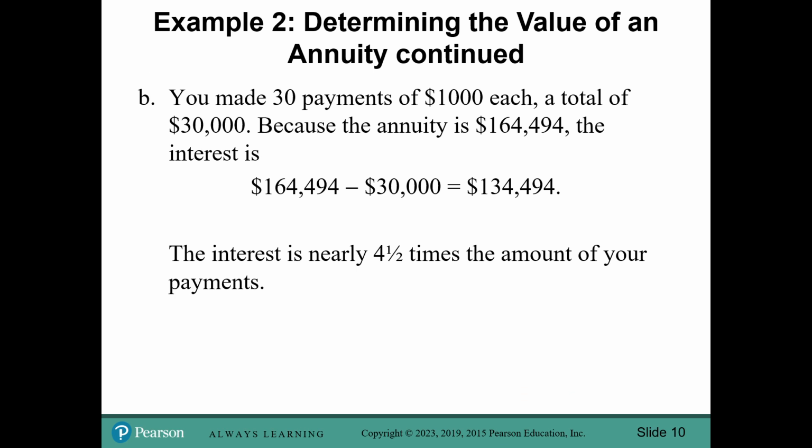Okay. So, let's look at the interest earned on this. I've got $164,494. Now, we invested $1,000 for 30 years. That means we invested $30,000 total over those 30 years. Okay, so all we're going to do is take what the annuity is worth at the end of those 30 years. We calculated that here. Subtract what we invested over those 30 years. That's the $30,000, because $1,000 a year for 30 years. And what is left over is the interest that is paid.